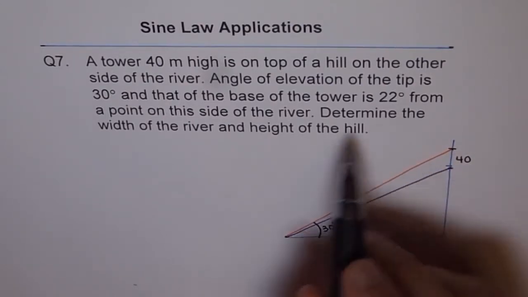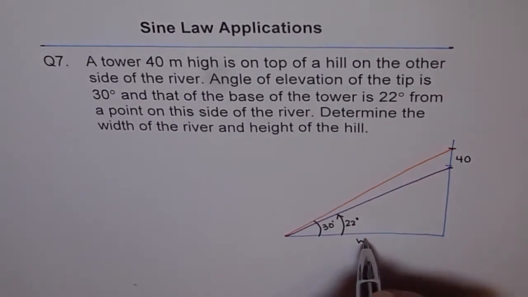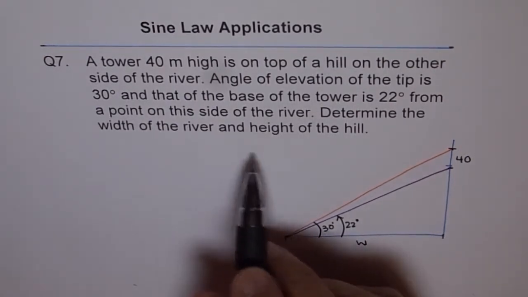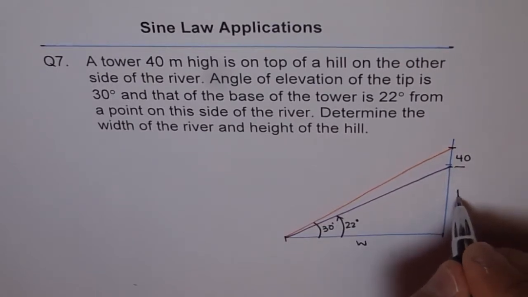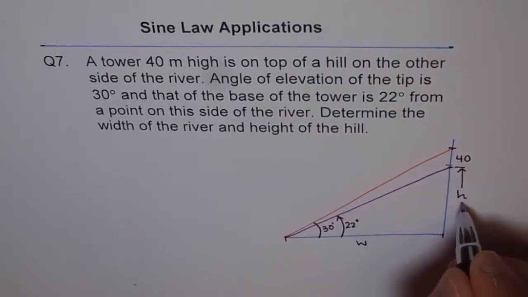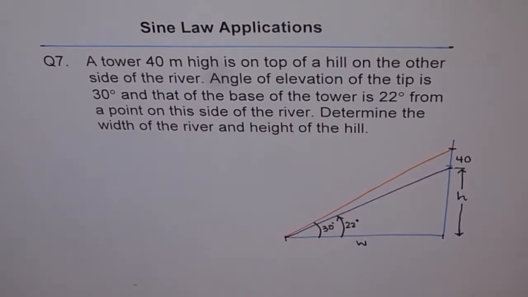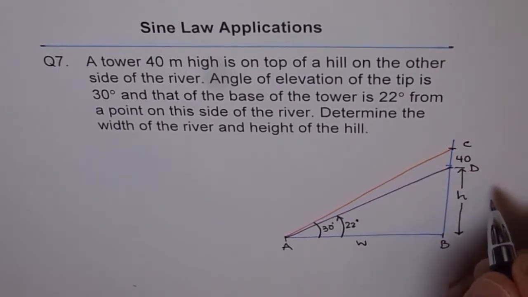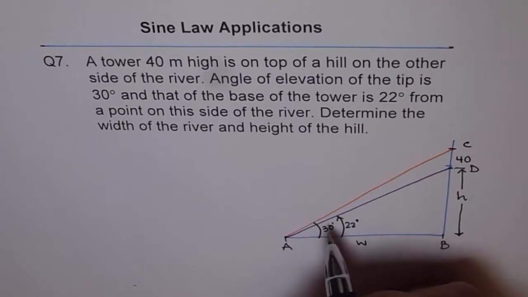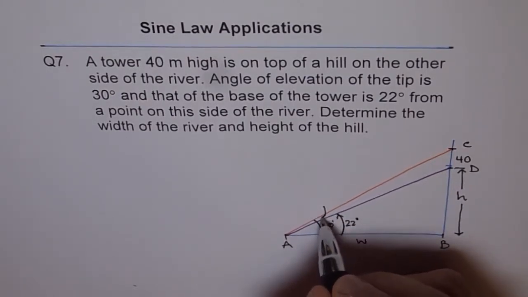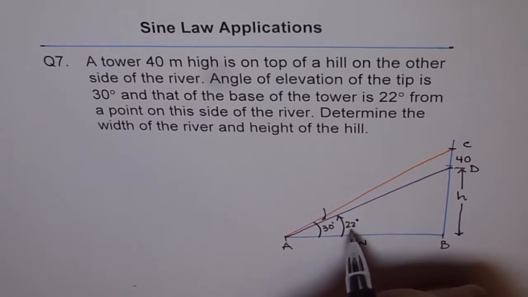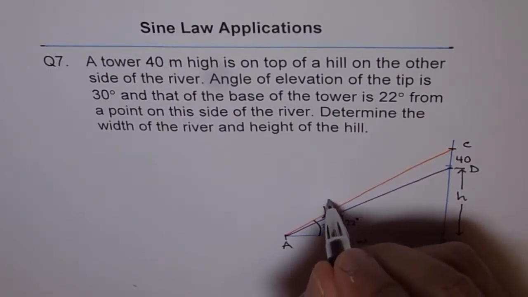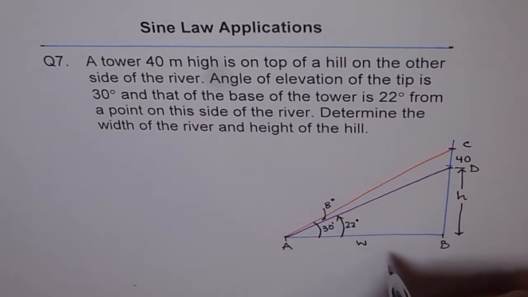Now you need to find the width of the river. Let us say this is the width of the river from here to here, and the height of the hill. Let's say that is the height of the hill. So this is the kind of diagram we have from the given situation. Now let's call these points A, B, C, and D, right? From this diagram, what is this angle? That angle is 30 minus 22, correct? So it is 8 degrees. Let me write 8 degrees for this angle.